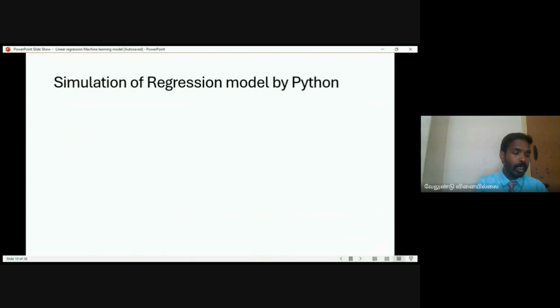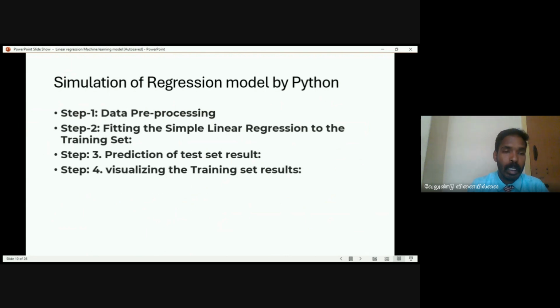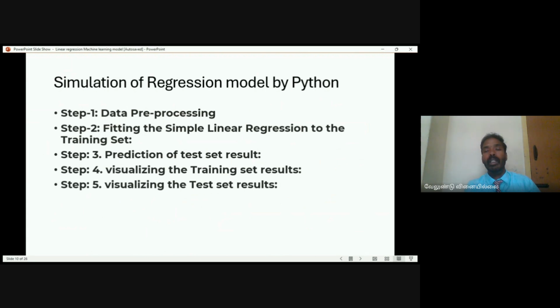The simulation is the interesting part of the model. We are going to simulate using a Python program. So first, for data pre-processing, we have to do fitting of the linear regression sets and prediction of test results, and finally visualizing training set results and visualizing test results. These are the 5 parts of our Python model, which is equivalent to linear regression.